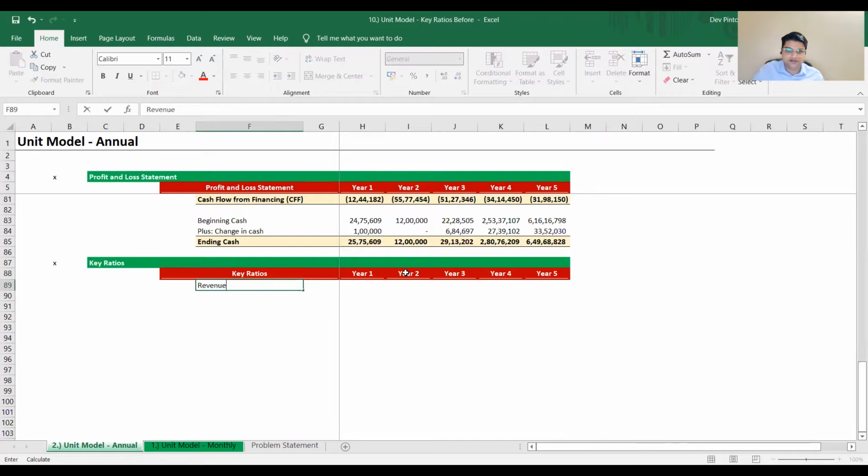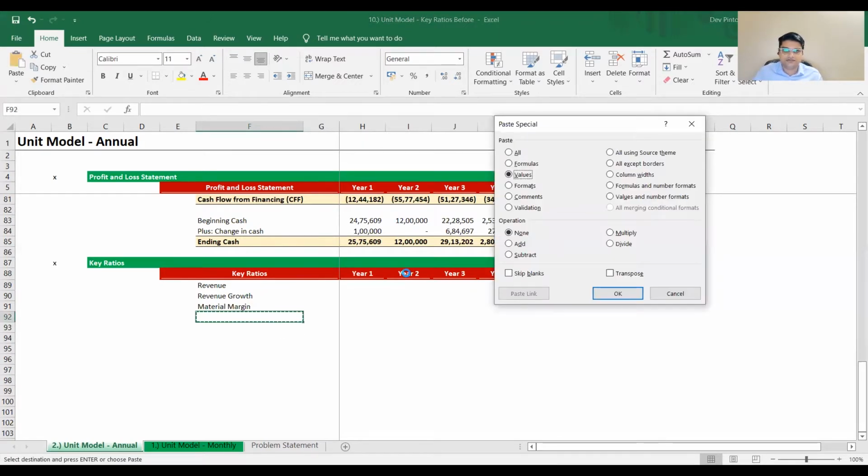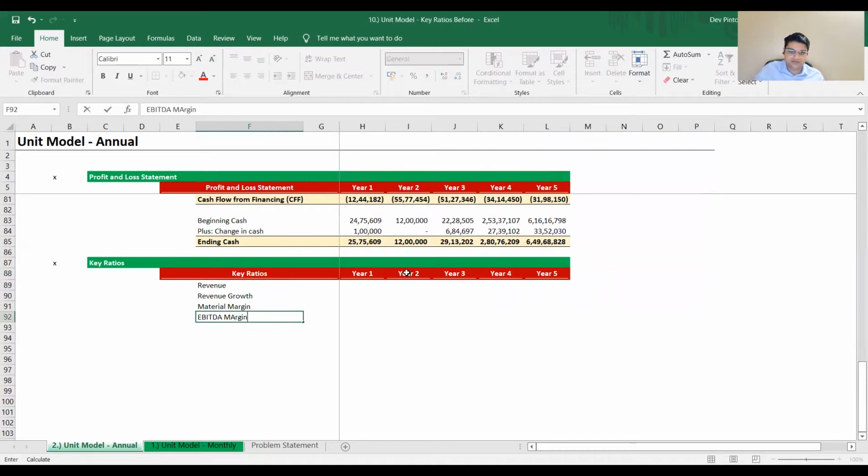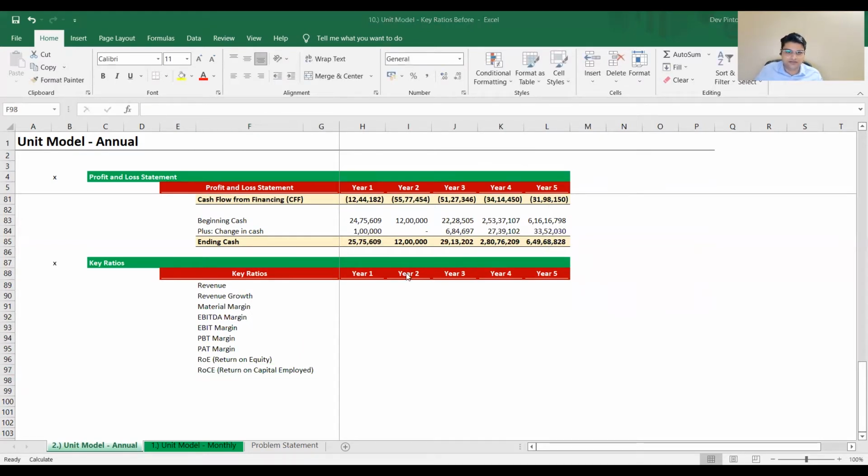So first will be revenue growth, then material margin, then EBITDA margin, EBT margin, PAT margin, ROE, which is return on equity, ROCE, return on capital employed, sales by total assets.